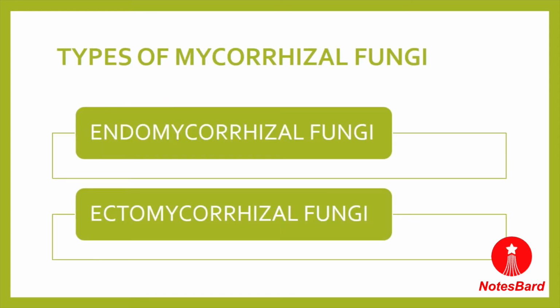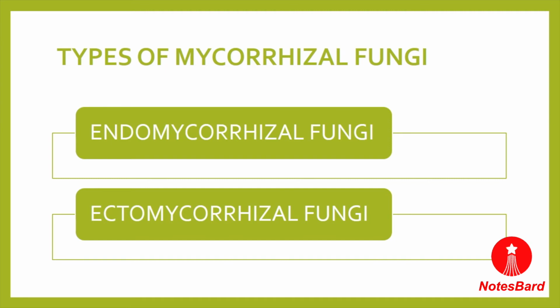Now let's understand the types of different mycorrhizal fungi. Basically mycorrhiza can be found as intracellular or also as extracellular. On the basis of this, mycorrhizal fungi can be divided into two types: endomycorrhizal fungi and ectomycorrhizal fungi. Ectomycorrhizal fungi are differentiated by the fact that the hyphae of these fungi do not penetrate the cells within the root, which means they are found only in the extracellular region.